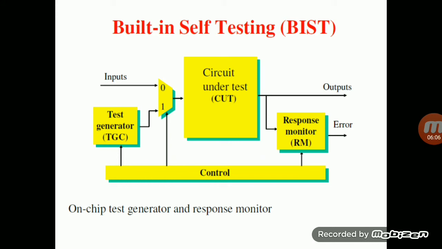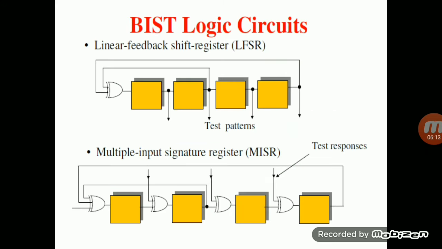First, you generate the test pattern. Next, you apply that to the circuit. Next, the output verifies the functionality. So here also we do test pattern generation. We can use two different methods: first, the linear feedback shift register, and second, the multiple input signature register.